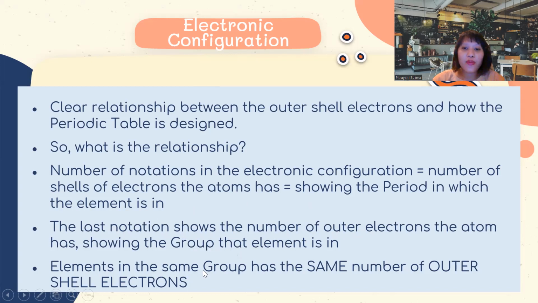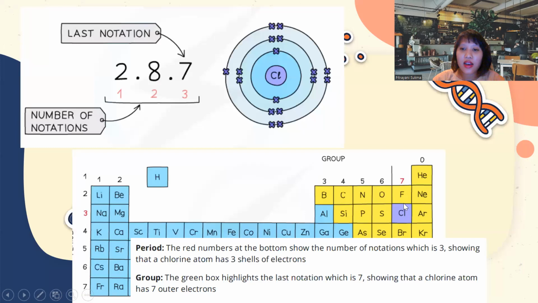Now, elements in the same group have the same number of outer shell electrons. So we can see in here, like fluorine, chlorine, and bromine, they are in group 7. So all of them contain 7 electrons in the valence shell, or the last shell, in their electron shell diagram.